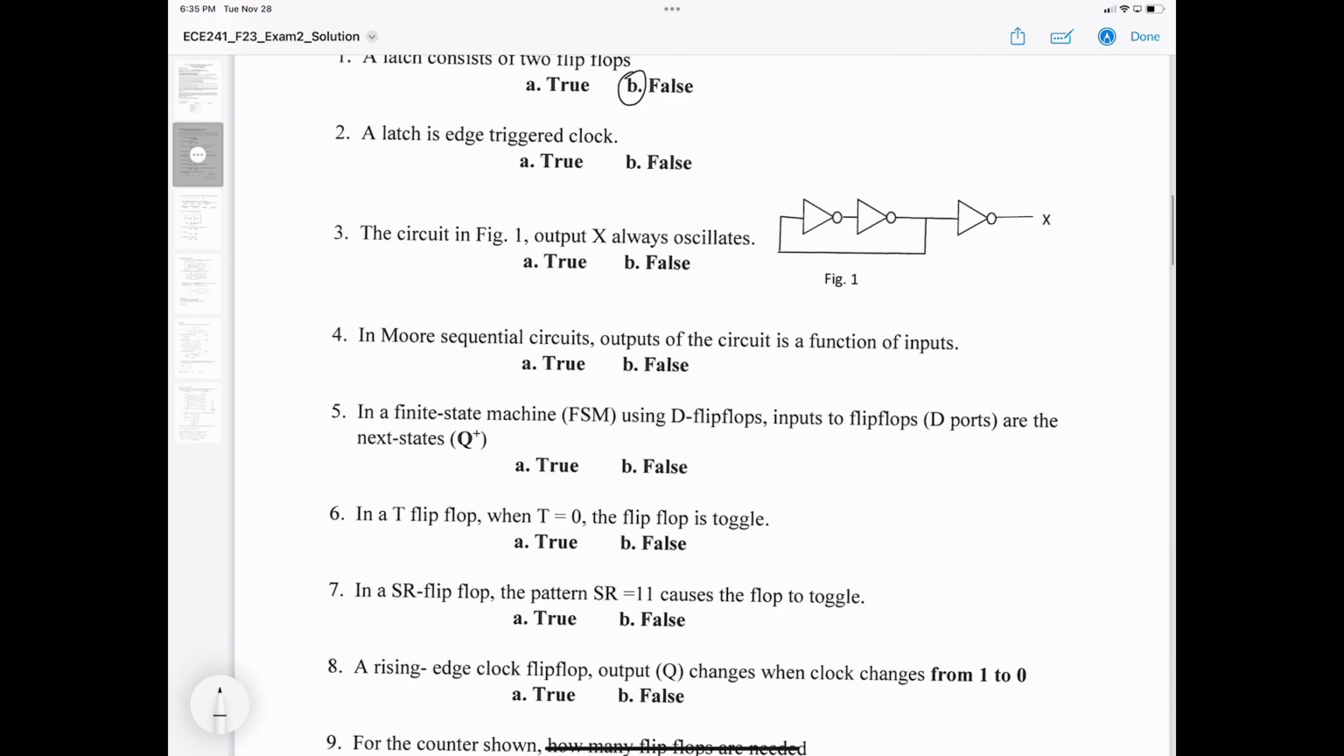No, it is not. A latch doesn't have a clock on it. It's not a clock.